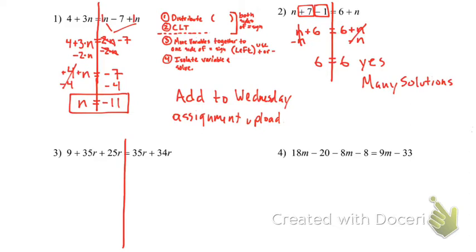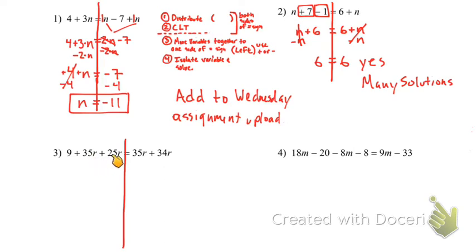Okay, in number 3, we start on the left side, no distributive property. All right, so no distributive property. And now we have to combine like terms.